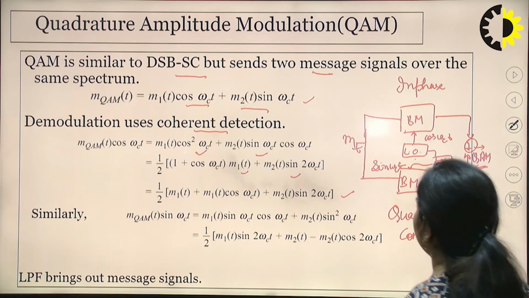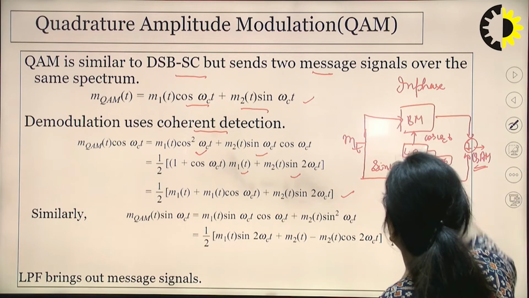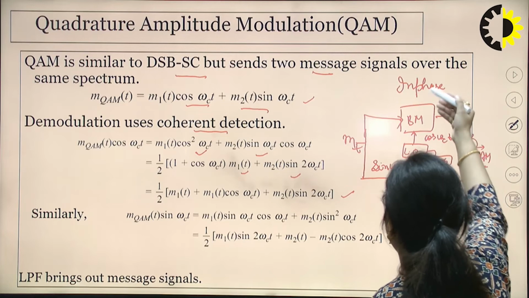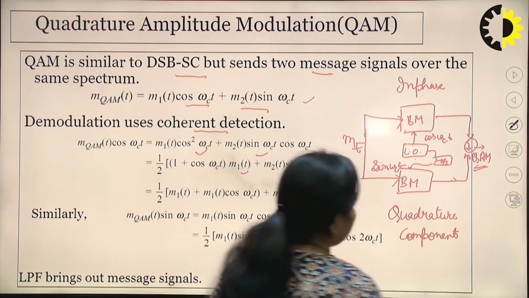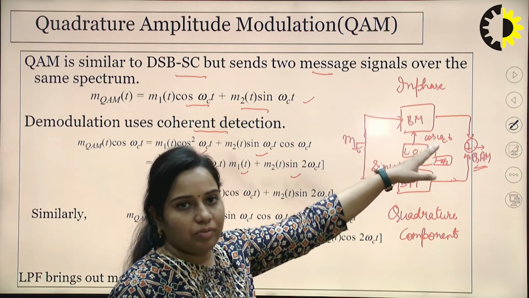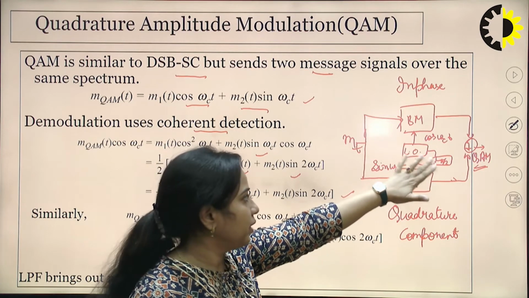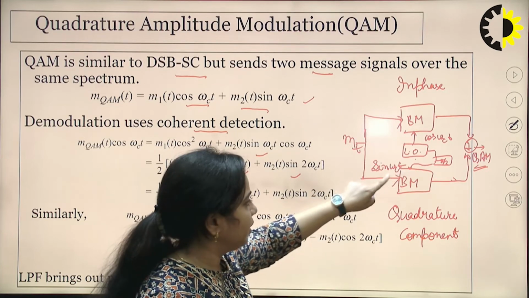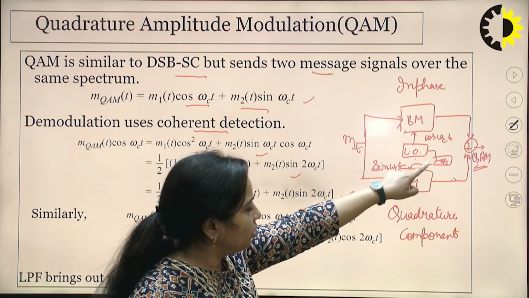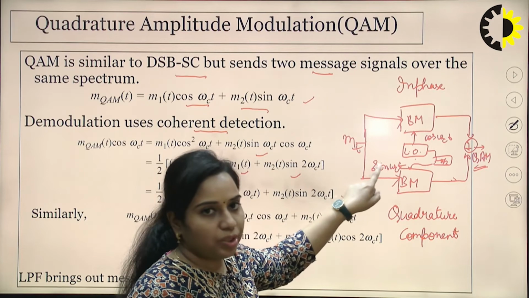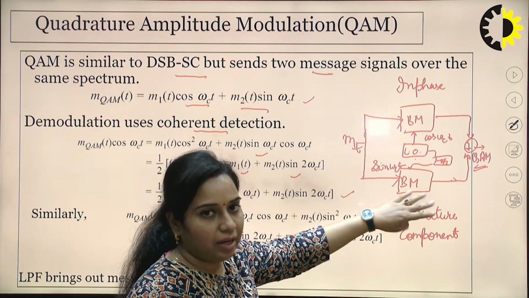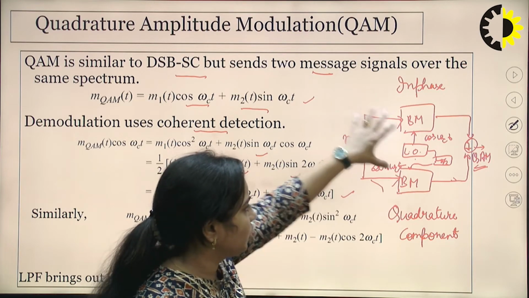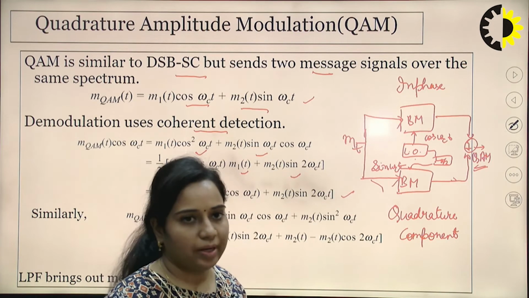So this will be the message signal. It is passed through the balanced modulator, and this is known as the in-phase channel. Why is this known as the in-phase channel? Because the signal which is generated over here, that is the cosine signal, is directly applied to this balanced modulator, but here we have to phase shift it by 90 degrees, which generates sin ωct, and then we apply this sin ωct to this balanced modulator. So this is the simplest form of quadrature amplitude modulation.